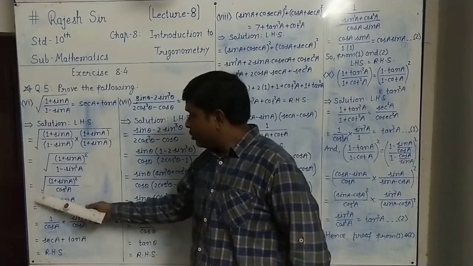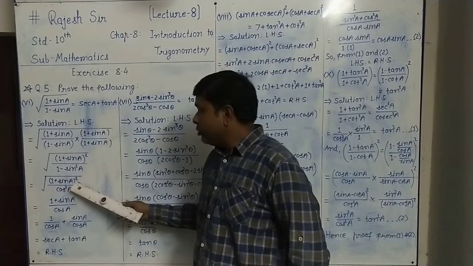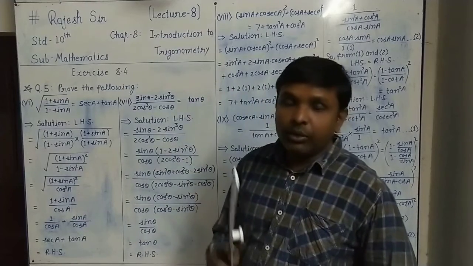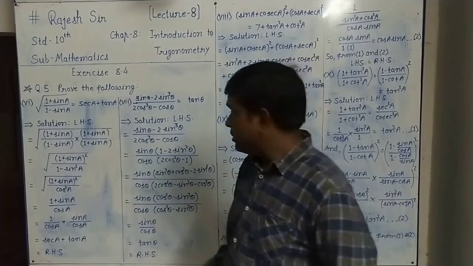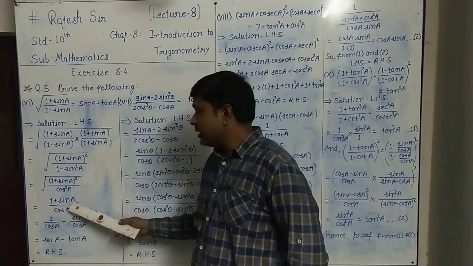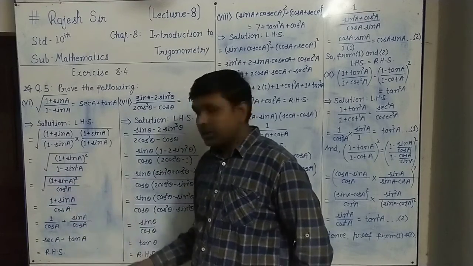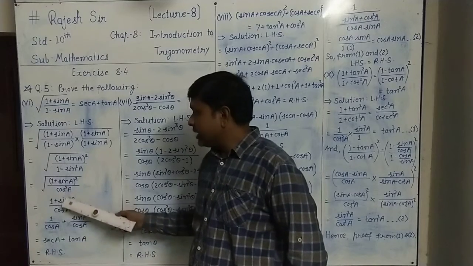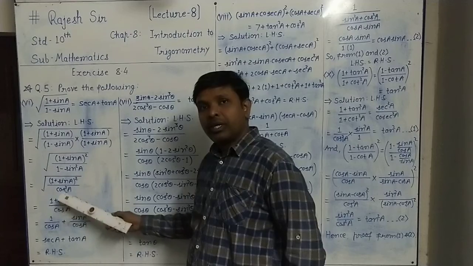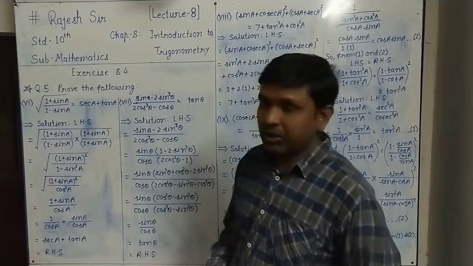Now here you see the whole root is there, and the numerator is also a square, the denominator also has a square, and you know that the square and the root will be cancelled. So this root and this square are cancelled, so 1 plus sin a only. And down also the root is there, so the root and this square are cancelled, cos a.